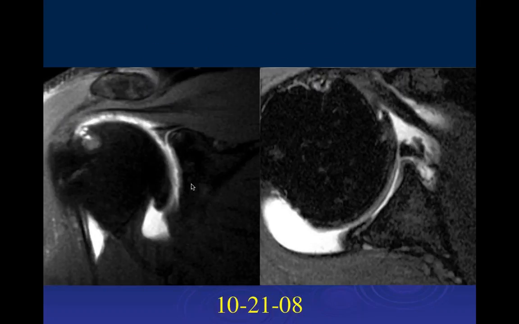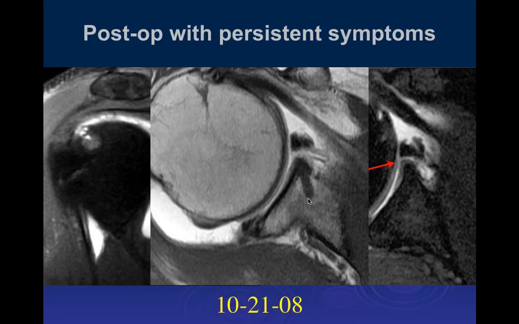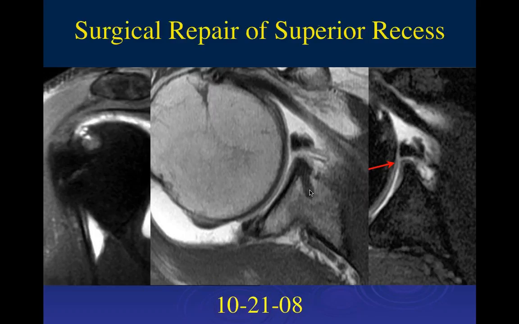So what do you see here? Well, we still see that nice, smooth, linear signal extending kind of under it, but not really into the labrum itself. Here's the neck cut up. We've got some instrumentation, of course. So he had surgery here. He had a SLAP repair, and this is the anchor for the SLAP repair, but his symptoms didn't change after this. This was actually a surgical repair of a superior recess.